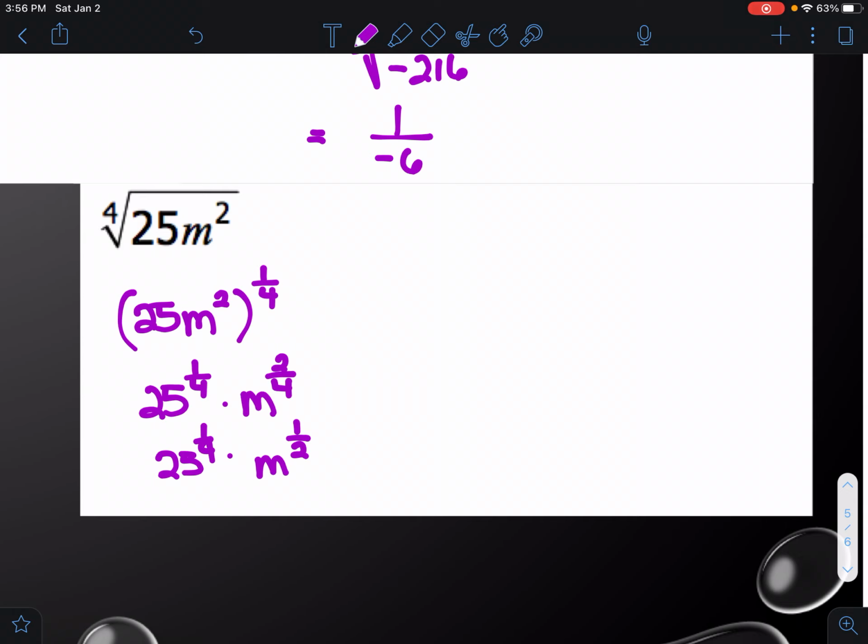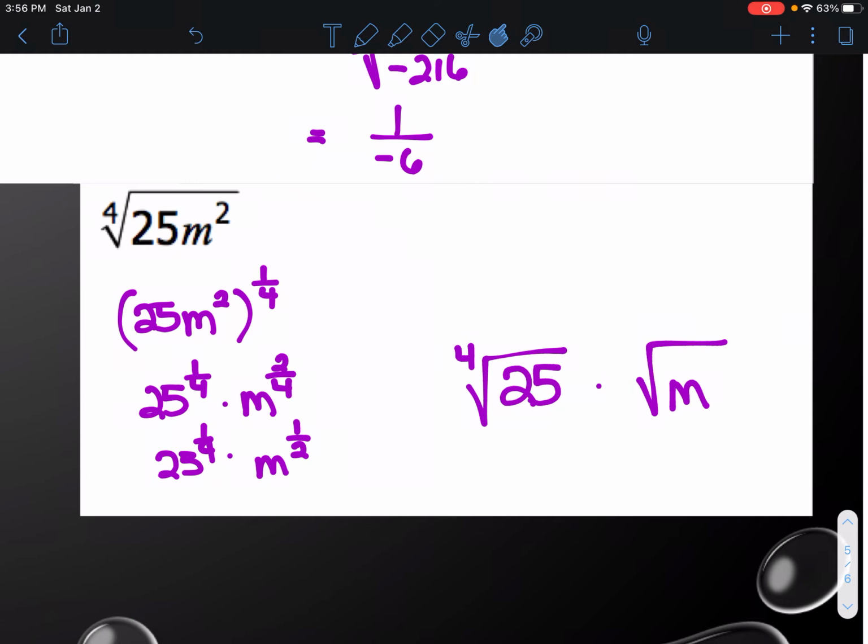All right, so now I have this. Okay, and I can't put these together because one's a 4th root and one's a square root. So this would be as far as I could go. Kind of a weird one again. Yeah, hopefully this kind of makes some sense.